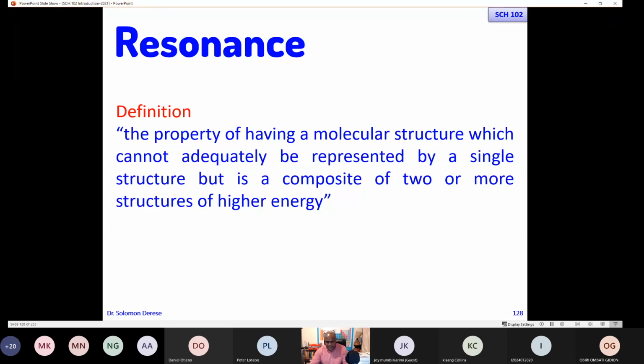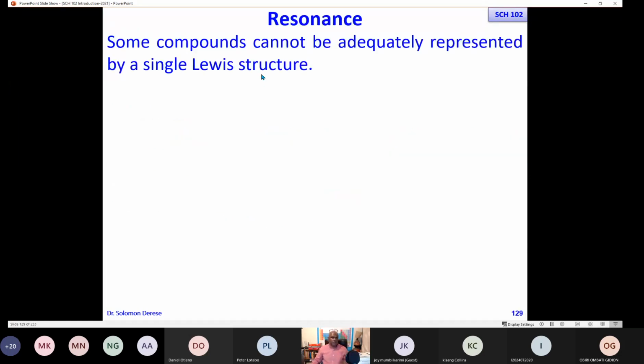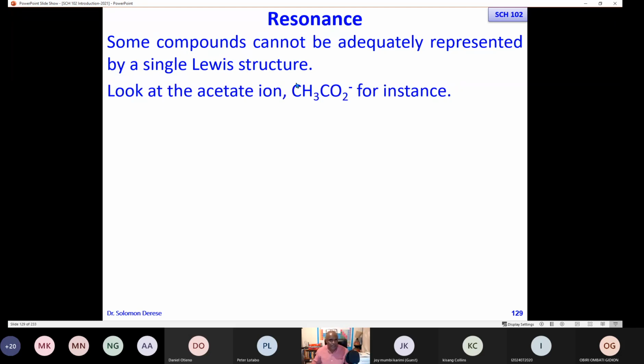We'll see later, there are some structures that can be represented by 3, 4, 5 or more structures, okay? Then you take the average, and that will be the structure of the molecule. And each of these different structures has high energy or is unstable. I will talk about the stability, the energy part later. So let me go back to resonance, okay? Some compounds cannot be adequately represented by a single Lewis structure. As an example, let's look at the acetate ion, CH3CO2 minus.